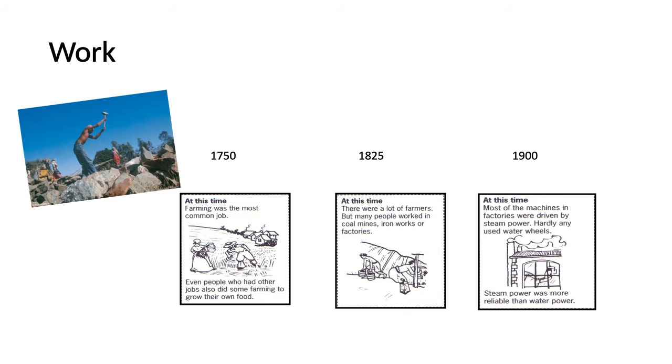Now, by 1825, there are still a lot of farmers. It is still a very agricultural society, but we've started to see coal mines and ironworks. And these are where we're going to get the raw materials for factories to make things. So people were working in the coal mines and the ironworks, but also starting to work in these brand new factories making goods. And by 1900, a lot of the jobs in factories were actually done by machines.